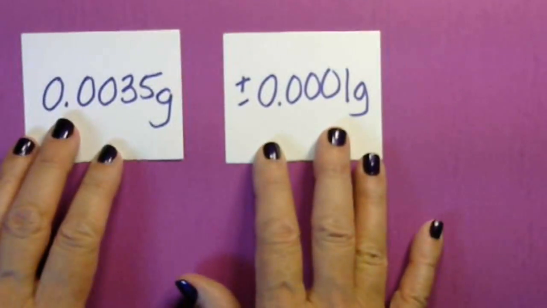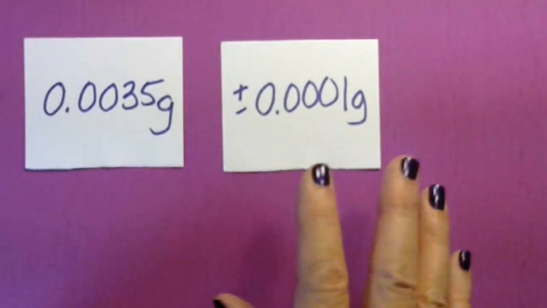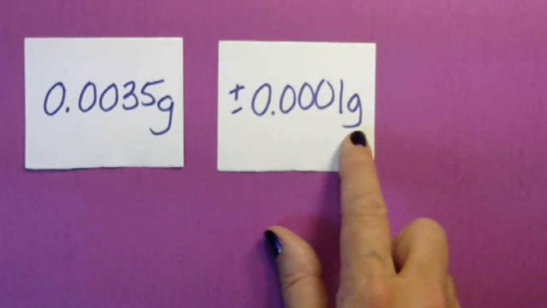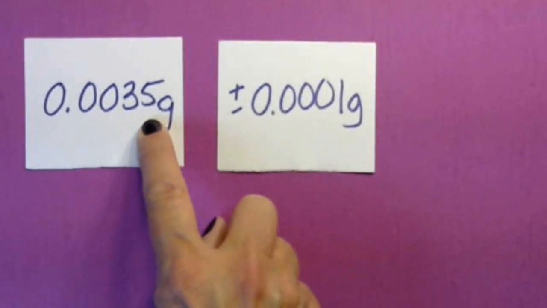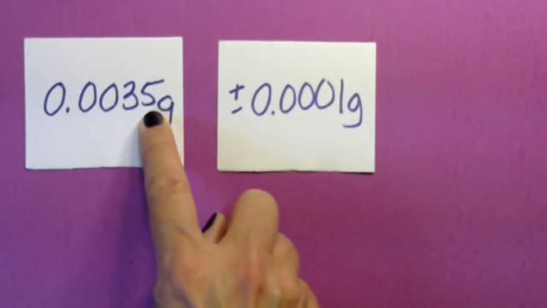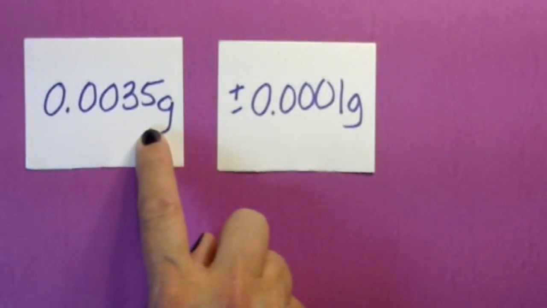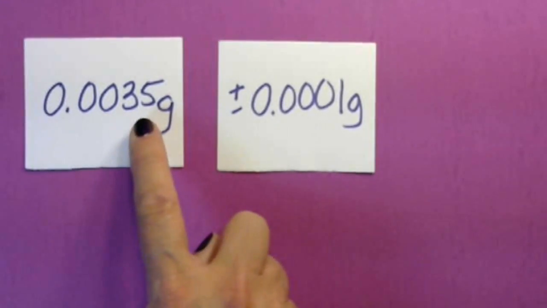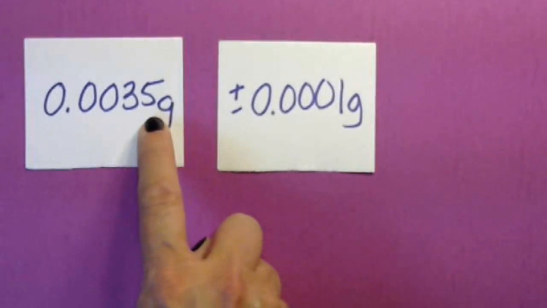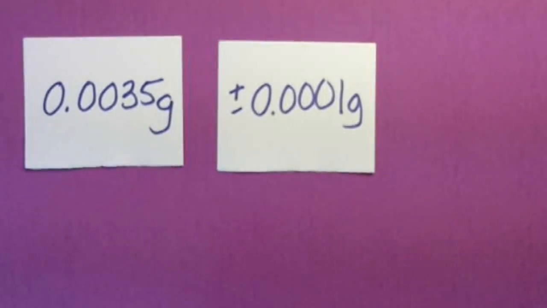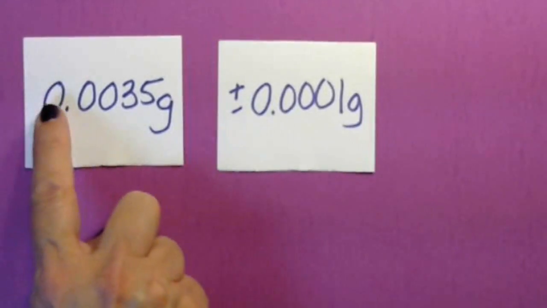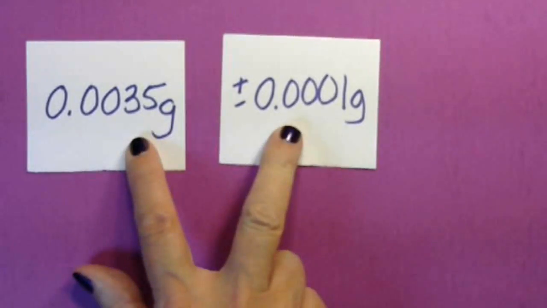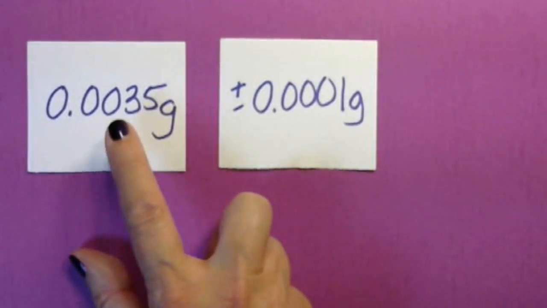Let's try another one on our fancy balance that reads to 1/10 of a milligram, and it reads this. And this is the plus or minus. It is somewhere here in the 10,000th place, or the 1/10 of a milligram. So let's count significant figures. I start counting from left to right, and I stop at the place of uncertainty, and I start at the first non-zero number. So going from left to right, that one doesn't count, that one doesn't count, that one doesn't count. I start here, 1, 2 significant figures. This has 2 significant figures.